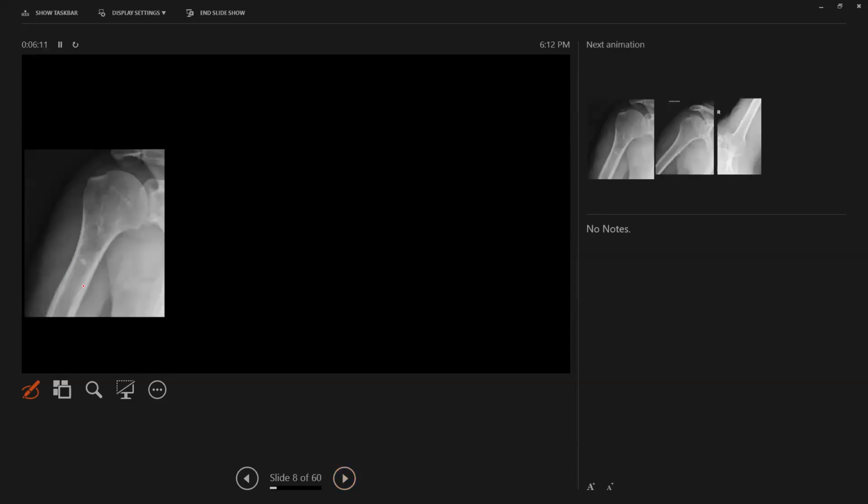Sometimes you see radiodensity on the proximal humerus, and you can see this patient has calcific tendinopathy as well.